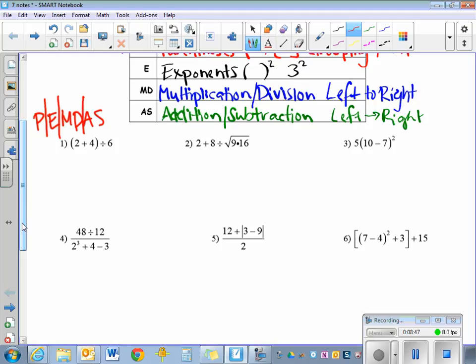Yes, I want to hear everyone say yes. Yay, we're all still awake. Okay, so inside our parentheses, we have to simplify this first. So what do we have instead of 2 plus 4? Very good, 6. Since we have evaluated, we no longer need those parentheses, because the parentheses are there to separate it from the rest. Well, now it's one number, so we don't need to separate it. Alright, and then 6 divided by 6? Very good, 1. 1 and done. Questions on number 1? Okay.